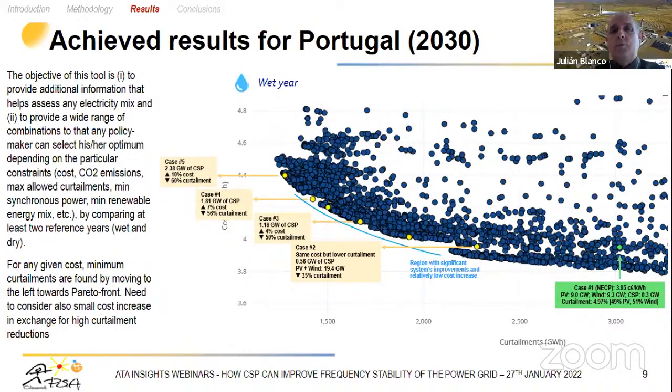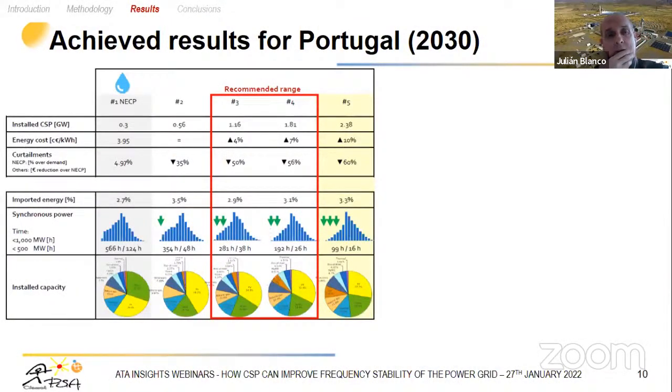Other solutions in the Pareto front also provide valid solutions, and you can see how, with very minor cost increase, in case 3 we have just 4% of cost increase against the previous one, but the curtailments reduce 50%. In case 4 the cost increase is 7% and the curtailments are reduced 56%, and in the final one, with just 10% cost increase, we have 60% reduction of the curtailments. We are addressing all of this, and then we achieve that.